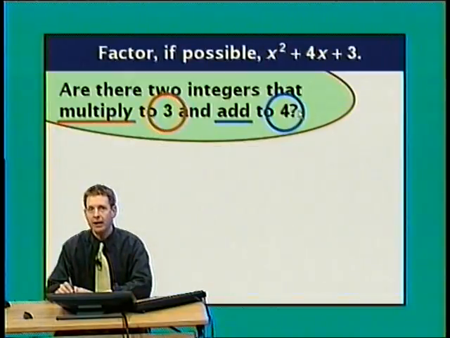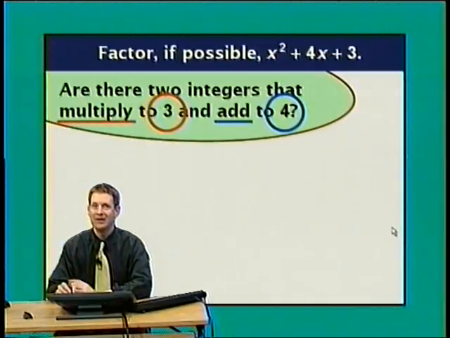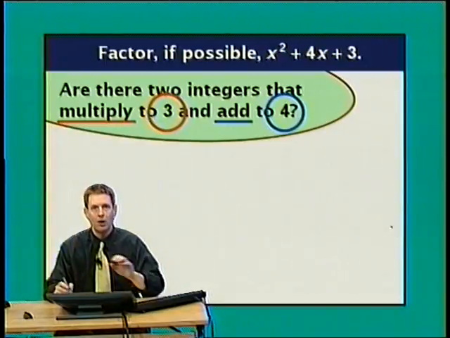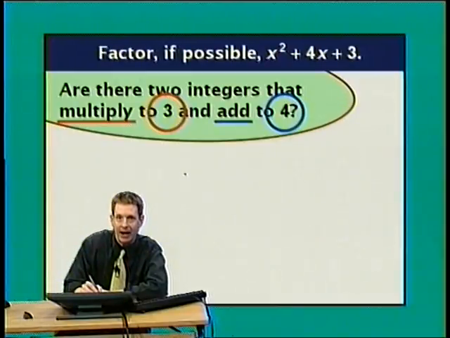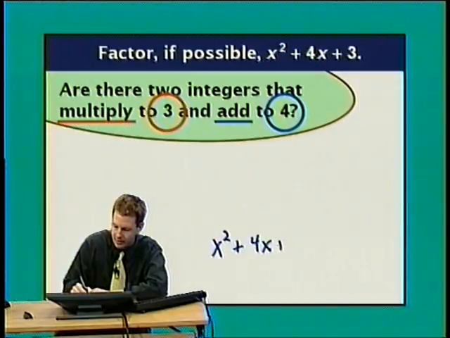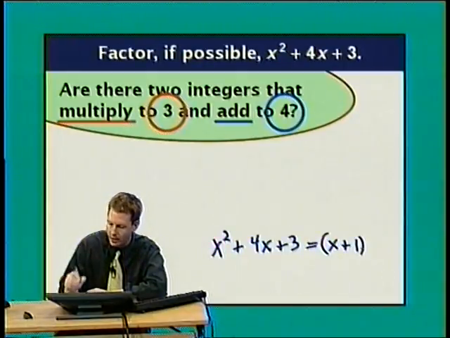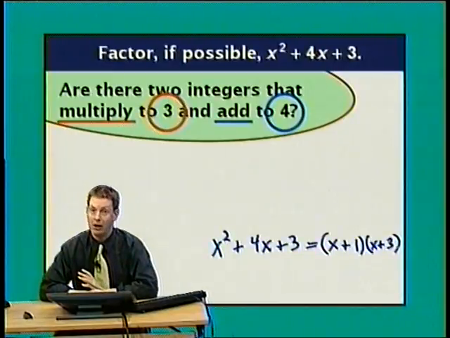Well, this one's pretty easy because there's only one pair of positive integers that multiplies to 3, and that's 1 and 3. And lucky for us, 1 and 3 just happen to also add to 4. So the two numbers we're looking for here are 1 and 3. So using our pattern, it must be the case that x squared plus 4x plus 3 equals x plus one of the numbers, which was 1, times x plus the other number, which was 3. I could have also written this as x plus 3 times x plus 1.